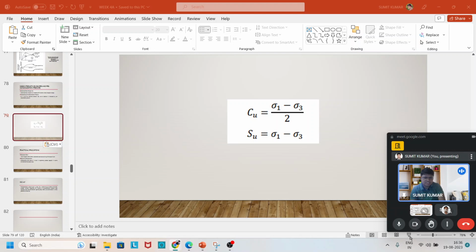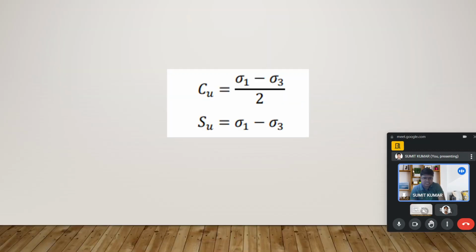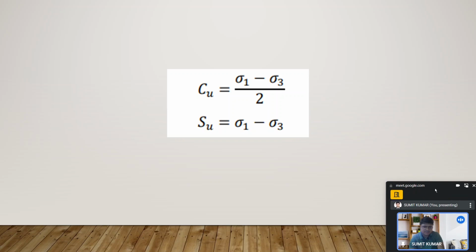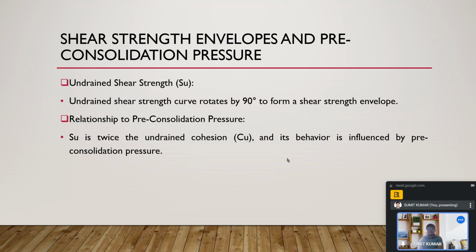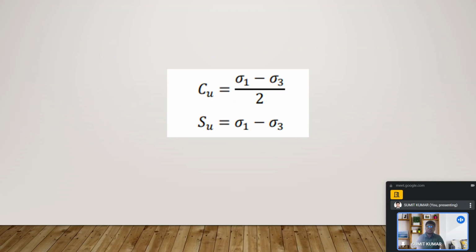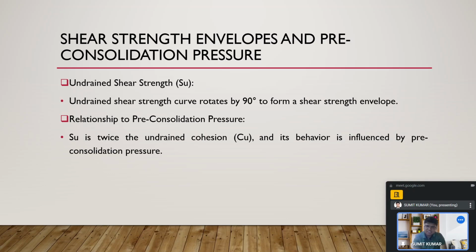So when this rotation takes place, these interrelations get developed. The relation we are talking about with the Su is twice the undrained cohesion, and the behavior is influenced by the pre-consolidation pressure. We are able to find the interrelation like Cu is equal to (sigma 1 minus sigma 3) by 2, where the Su is sigma 1 minus sigma 3. As stated above, Su is twice the undrained cohesion and its behavior is influenced by the pre-consolidation.